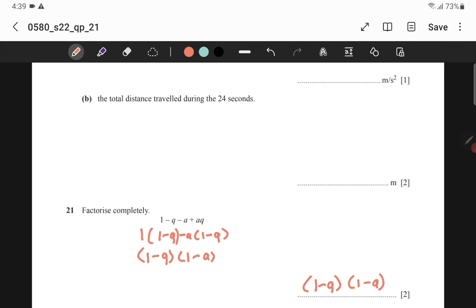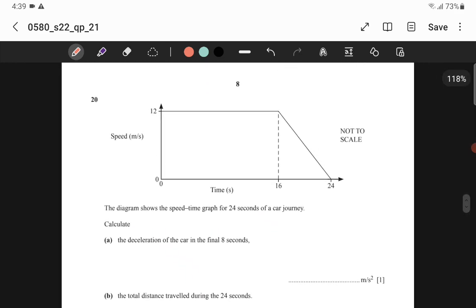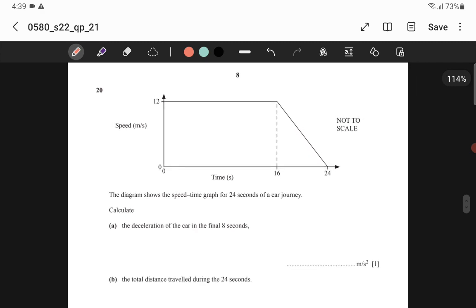Okay. One more. This one? You want? Okay, 20. The diagram shows the speed-time graph for 24 seconds of a car journey. Calculate the deceleration of the car in the final 8 seconds. So again, if it's about acceleration and deceleration, using this diagram, it means we are talking about the gradient, guys. So the gradient will be what?